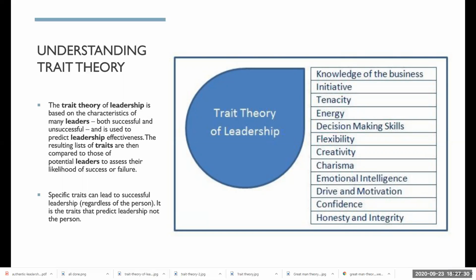And this theory definitely moves us a bit further away from the idea of being completely born and having no choice. But it's really saying that people who have these attributes are going to be successful leaders, and people who don't have these attributes are not going to be successful. They're going to be ineffective leaders. But it does contend that you either have these traits or you don't. So it's kind of black or white. If you have these traits, you'll be successful. If you don't have these traits, you're not going to be successful.